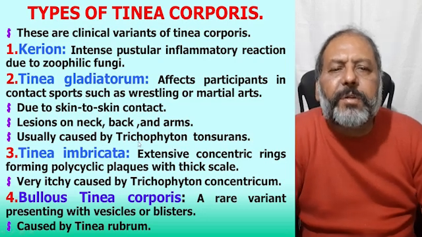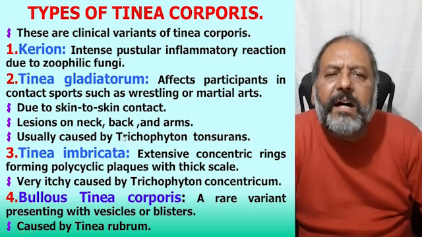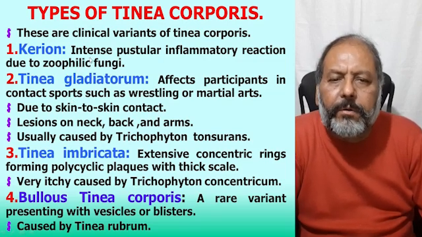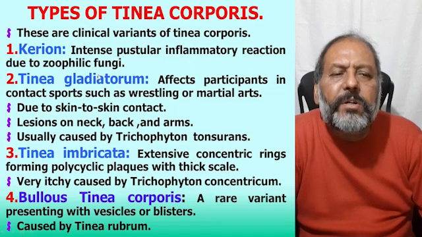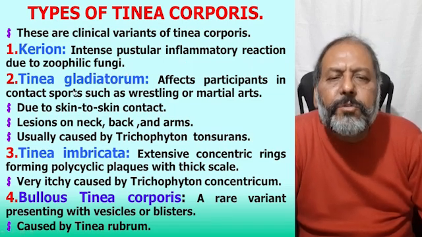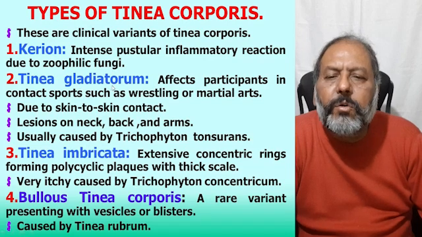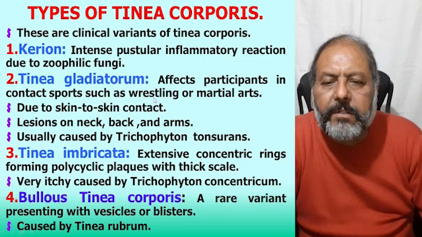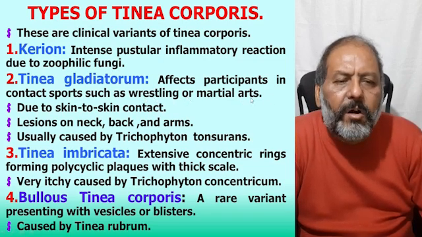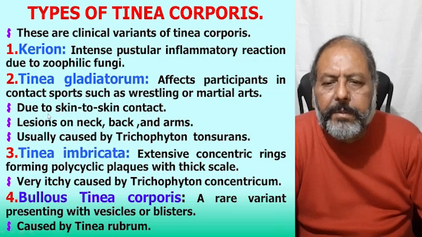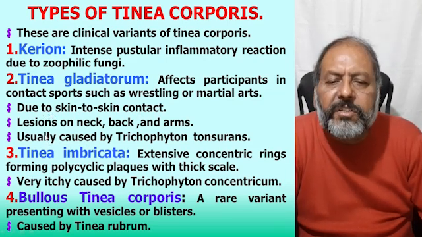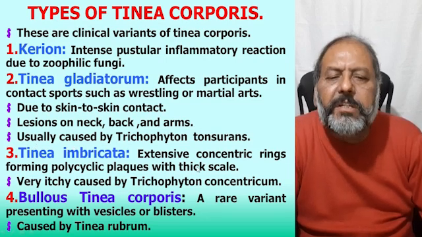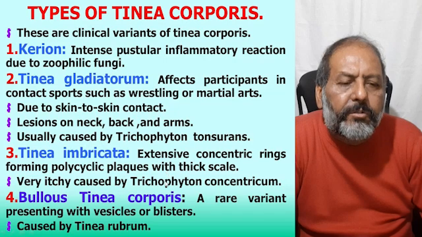Now, what are the types of Tinea corporis? These are the clinical variants of Tinea corporis. Number one is the kerion. It is an intense pustular inflammatory reaction due to zoophilic fungi. Number two is Tinea gladiatorum that affects participants in contact sports such as wrestlers or martial arts athletes. It is due to skin to skin contact, lesions on the neck, back, and arms are mostly seen, usually caused by Trichophyton tonsurans.